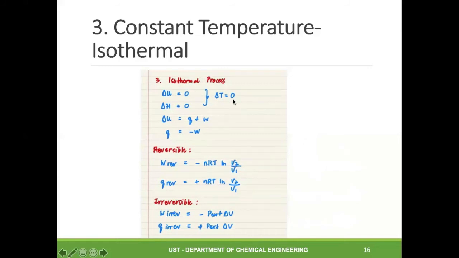So this is how we derive this. For an isothermal process, delta T is equal to 0. So take note, delta U and delta H are also equal to 0. And delta U from the first law is equal to Q plus W. So the relationship is Q is equal to minus W. And these are the equations that we will be using for reversible and irreversible process.